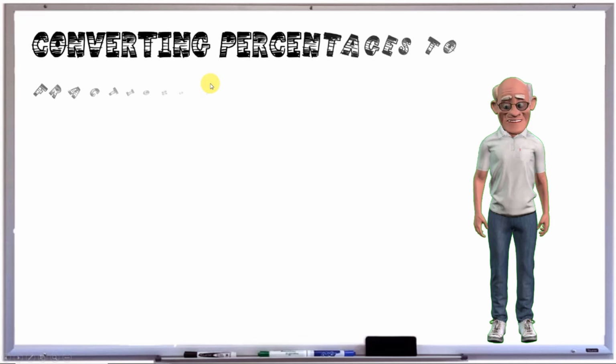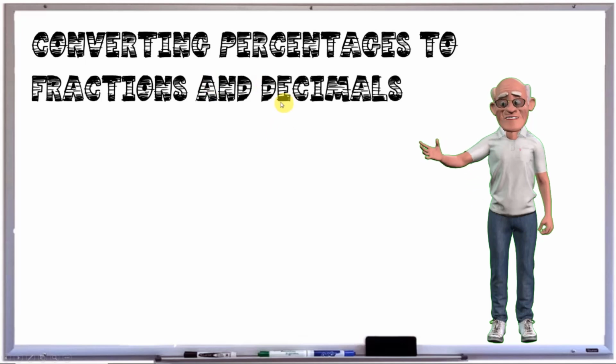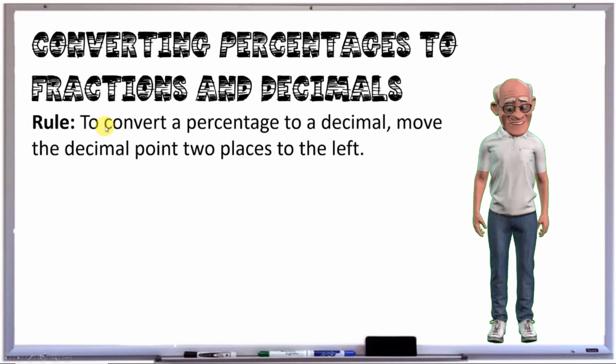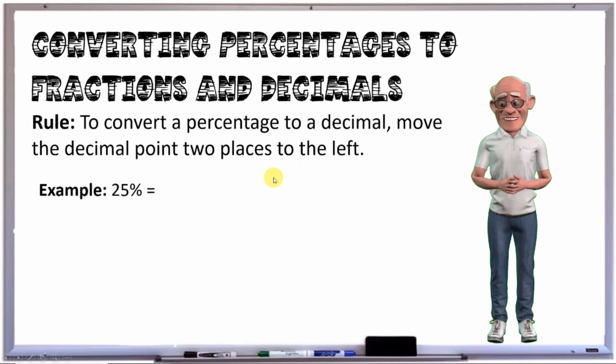Great, still converting percentages to fractions and decimals this time. Last time we converted to a fraction, this time we'll be converting to a decimal. A lot easier. The rule to convert a percentage to a decimal, you move the decimal point 2 places to the left. Wow. Now how difficult is that? Example, 25% will equal us with 0.25, because all we've done is we've moved our decimal point 2 places and we get 0.25. Wow, that's so easy, huh?